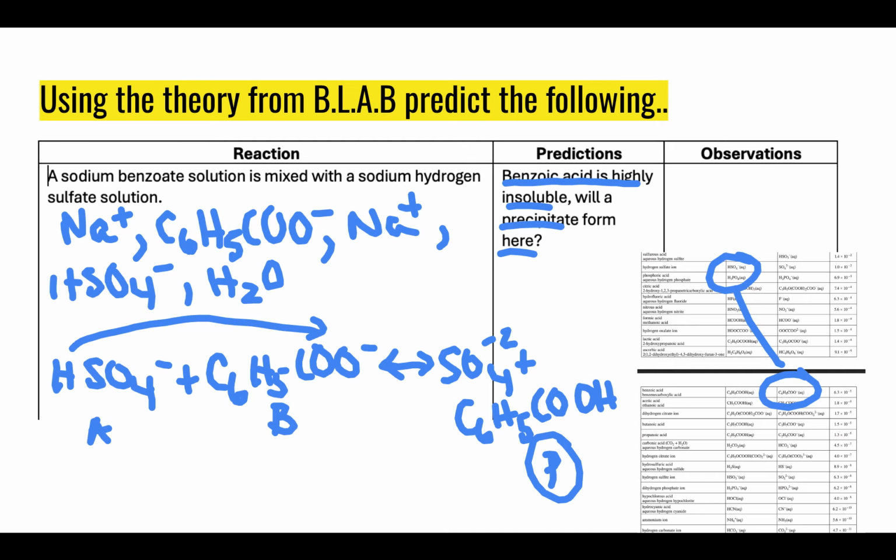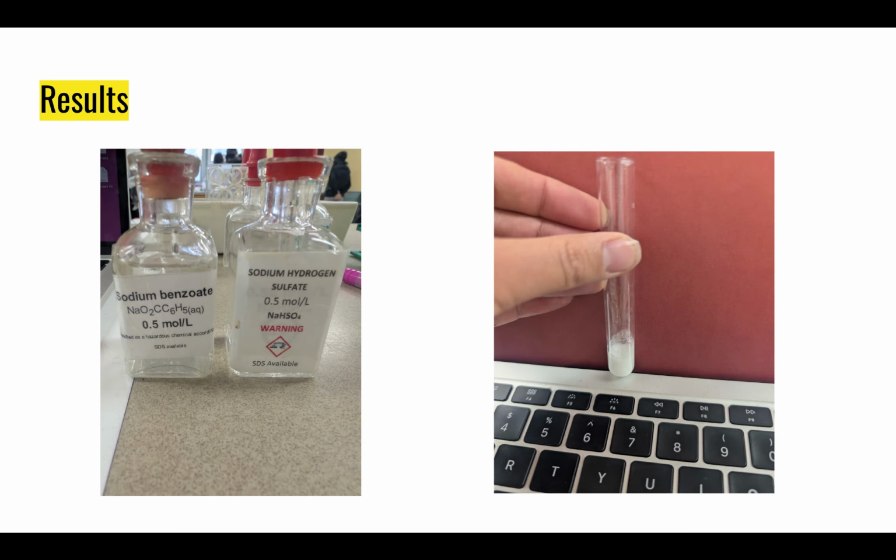So because all of this is happening in solution, the fact that we are making benzoic acid and it's in solution, yes, products are favored, we're making that acid, we should see a precipitate. And then here is what happened in the lab. We have the sodium benzoate mixing with the sodium hydrogen sulfate, and both of these are two clear liquids, and when they go together they make this white solid right away. So that is showing that our prediction was right.